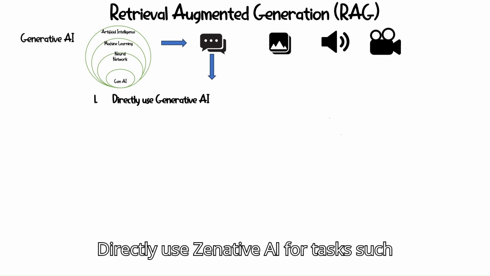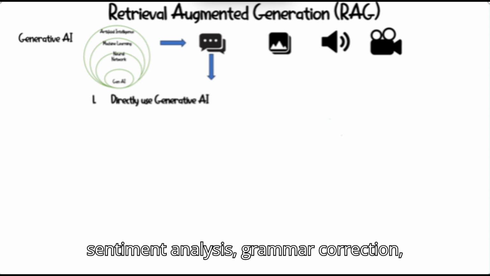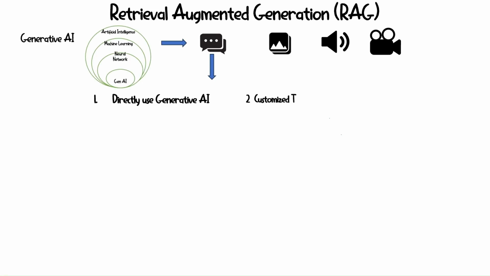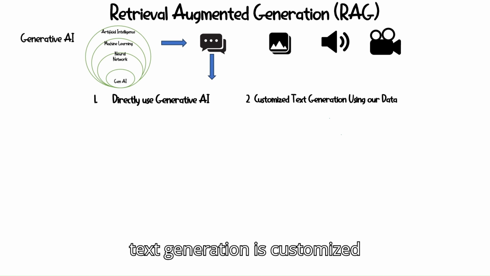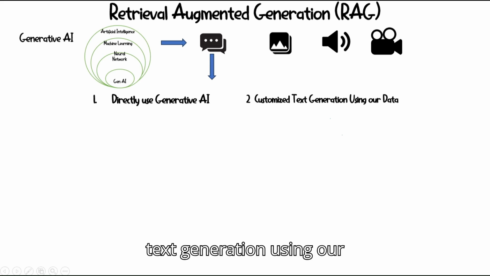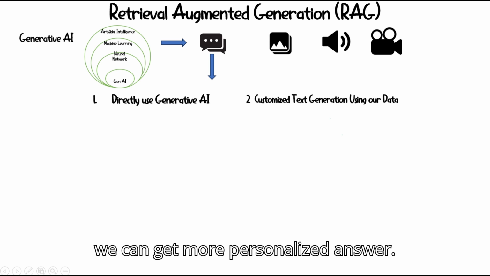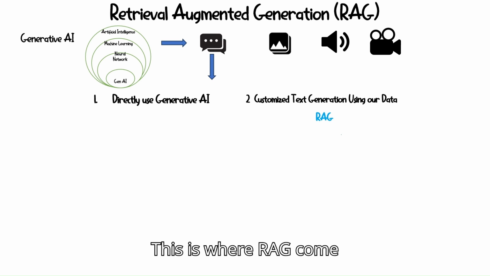Directly use generative AI for tasks such as text summarization, sentiment analysis, grammar correction, etc. The second way of utilizing generative AI for text generation is customized text generation using our data. By integrating generative AI with our specific data, we can get more personalized answers. This is where RAG comes into play.